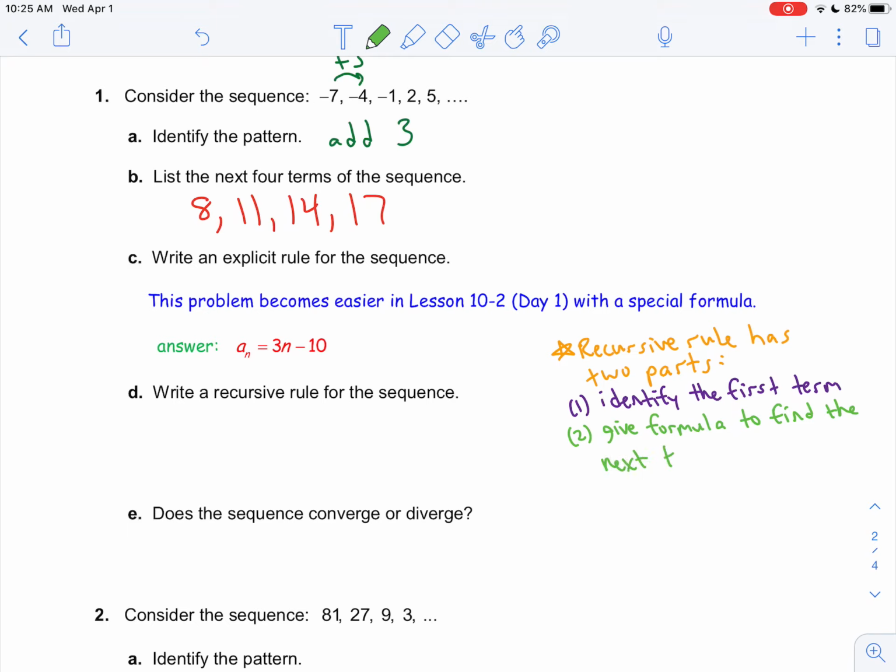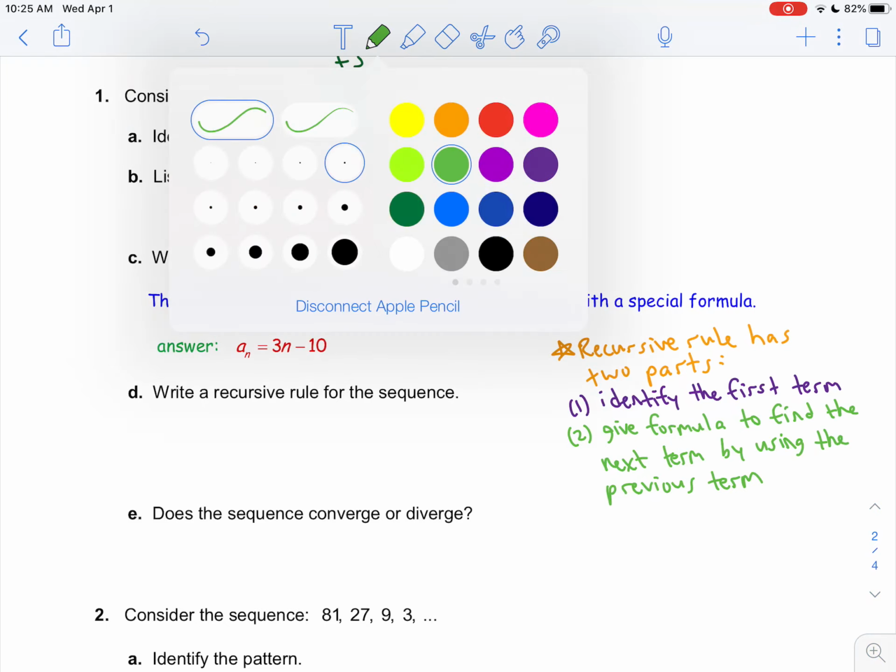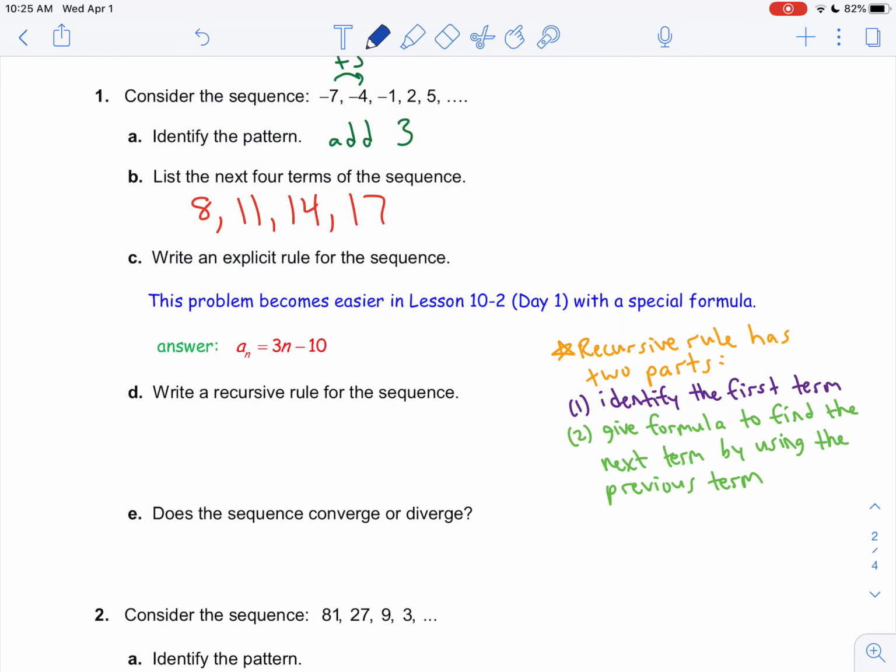And I mentioned this in the previous video. The way you're going to do that is by using the previous term. And I want to add one extra little note here just for some notation. We're going to use a sub n minus 1. That's how we're going to identify the previous term.